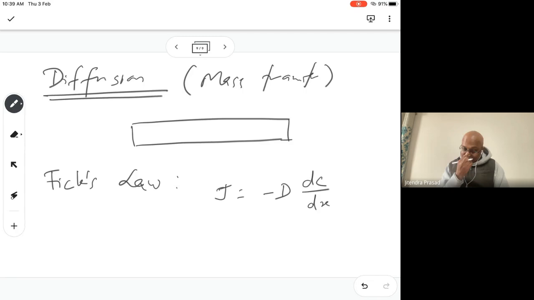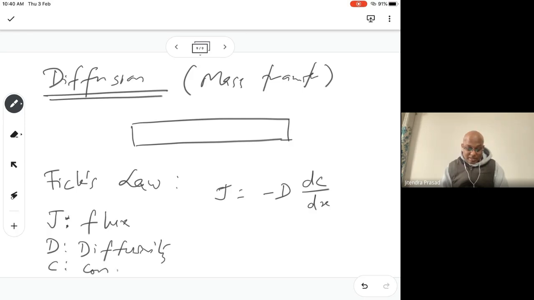So what is that? Basically J you call flux. This is actually the volume concentration flux, or you call it flux. So J is flux; we will understand what is the meaning of that. D is called diffusivity, and C is the concentration.